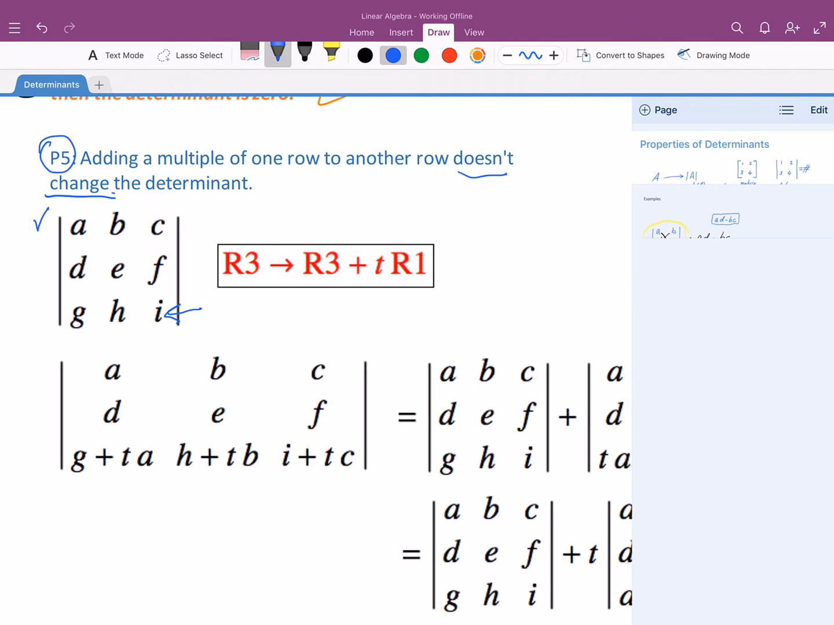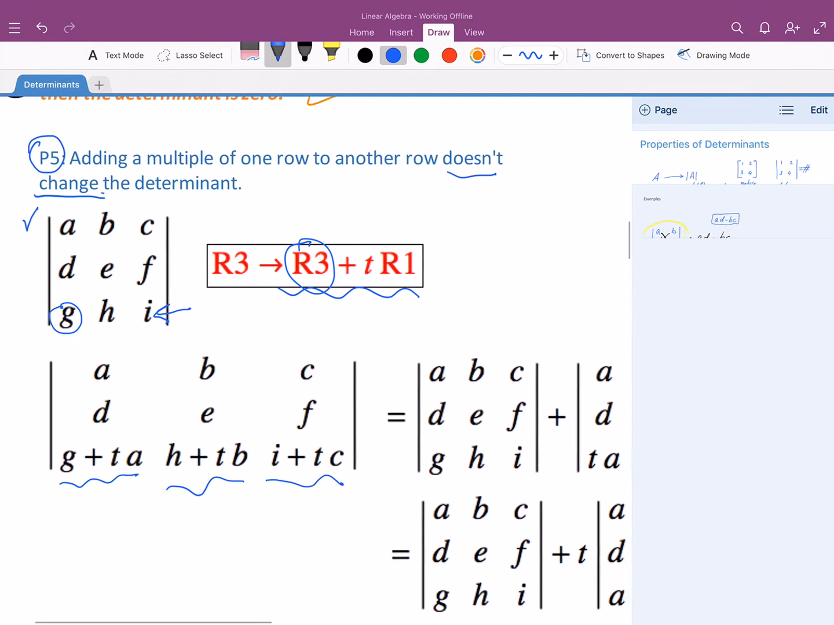Okay, so we're going to start with this 3 by 3 matrix. And we're going to perform this row operation. So we're going to take the third row and add t times the first row to it. So instead of g, we do g plus t times a, and h plus t times b, and i plus t times c. There we go. So here we've performed the row operation. This is the new matrix. Let's see what the determinant of this new matrix is.